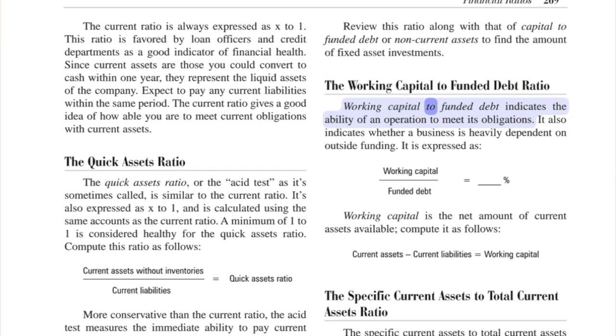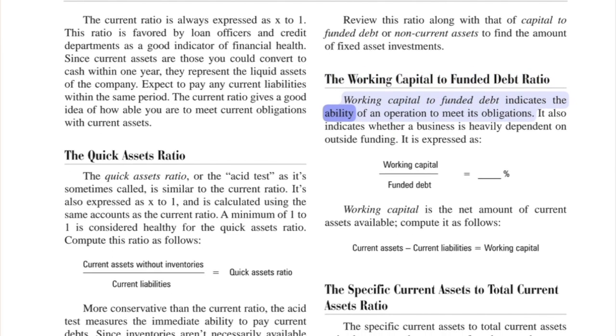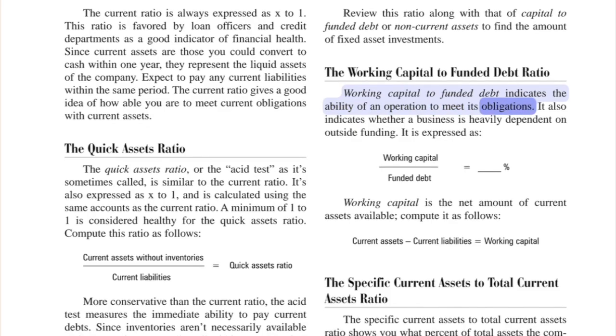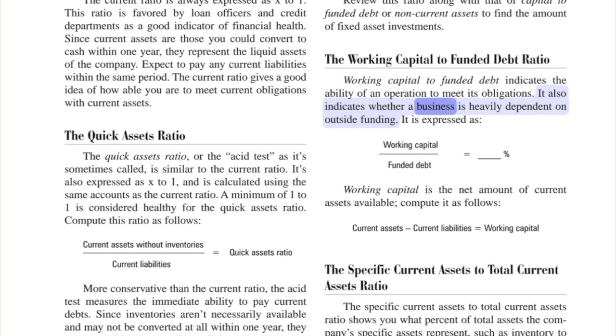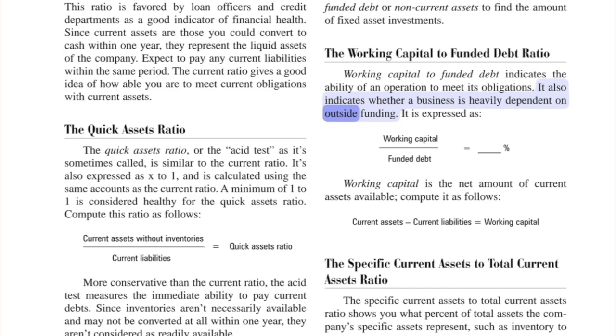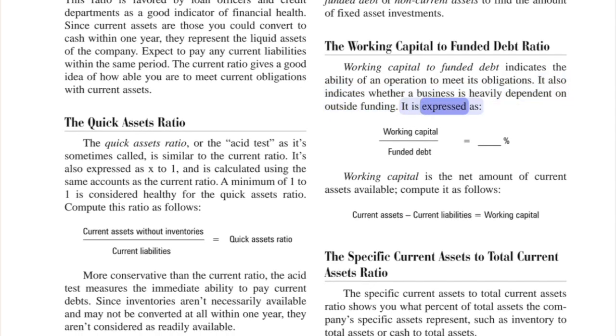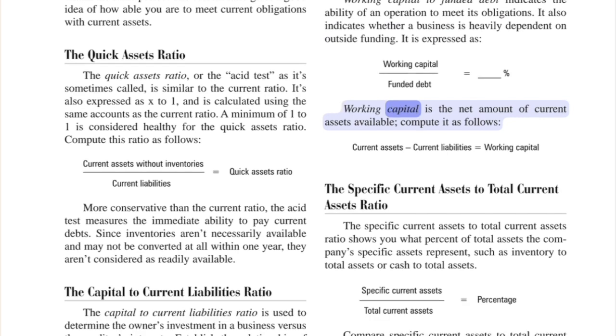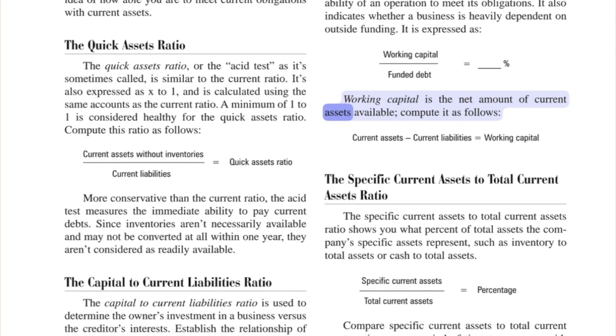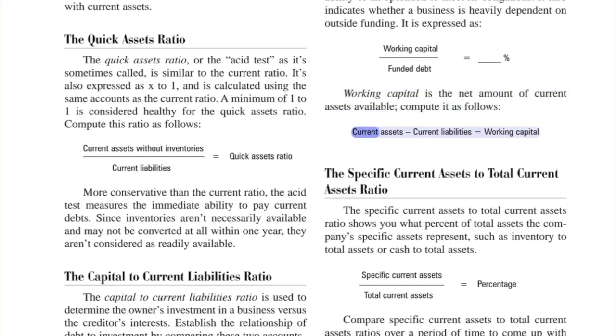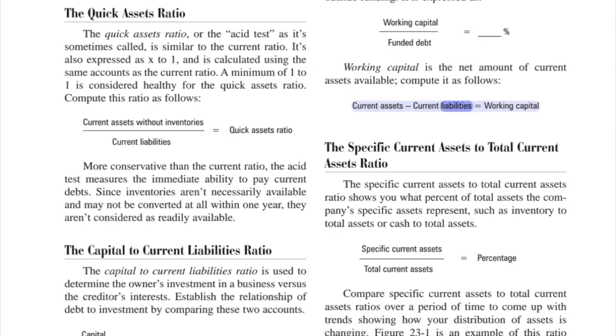Working capital to funded debt indicates the ability of an operation to meet its obligations. It also indicates whether a business is heavily dependent on outside funding. Working capital is the net amount of current assets available, computed as follows. Current assets minus current liabilities equals working capital.